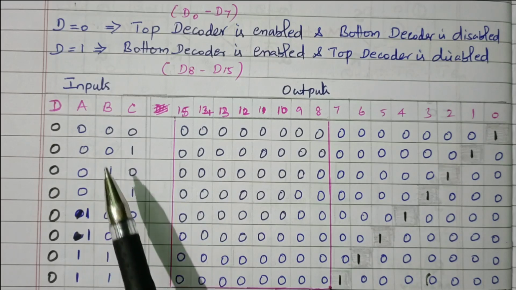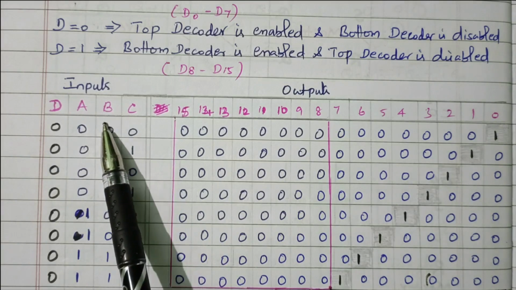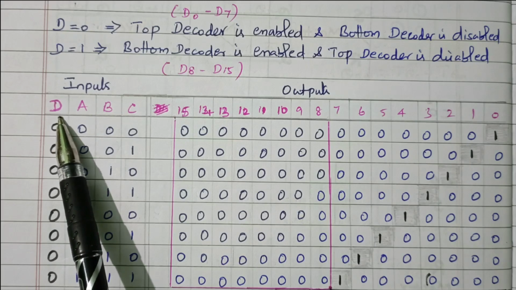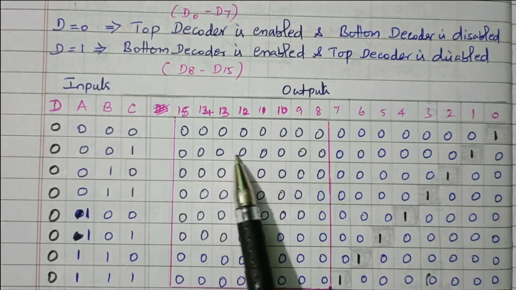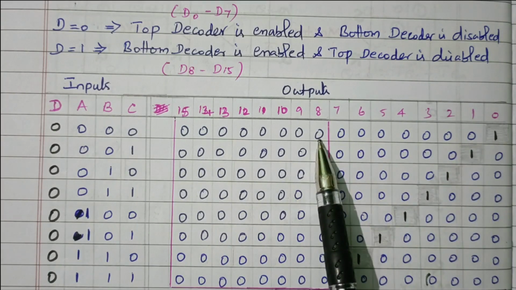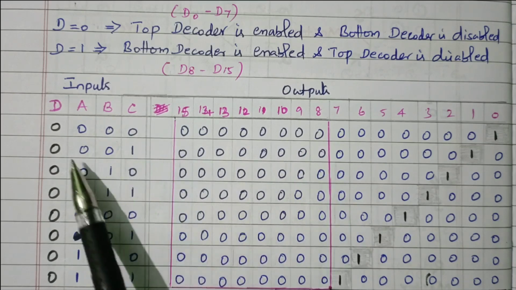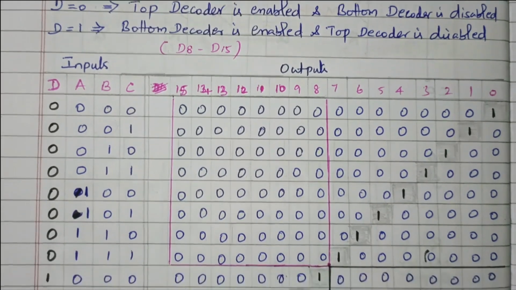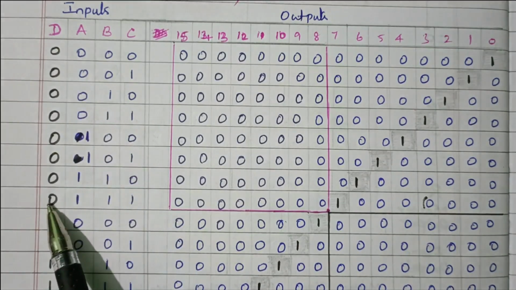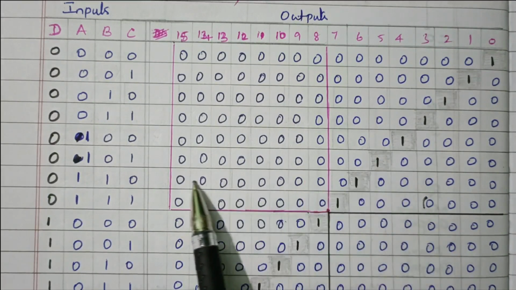Now we'll see the truth table. So this is the input A, B, C. A, B, C is connected to both the top decoder and bottom decoder. This D is used for enabling the top decoder or bottom decoder. So this is the top decoder, D0 to D7. This is the bottom decoder, D8 to D15. Right. We will see what will happen if D equal to 0. First combination, D equal to 0. So for D equal to 0, at that time this top decoder is enabled. All outputs of the bottom decoder are 0.